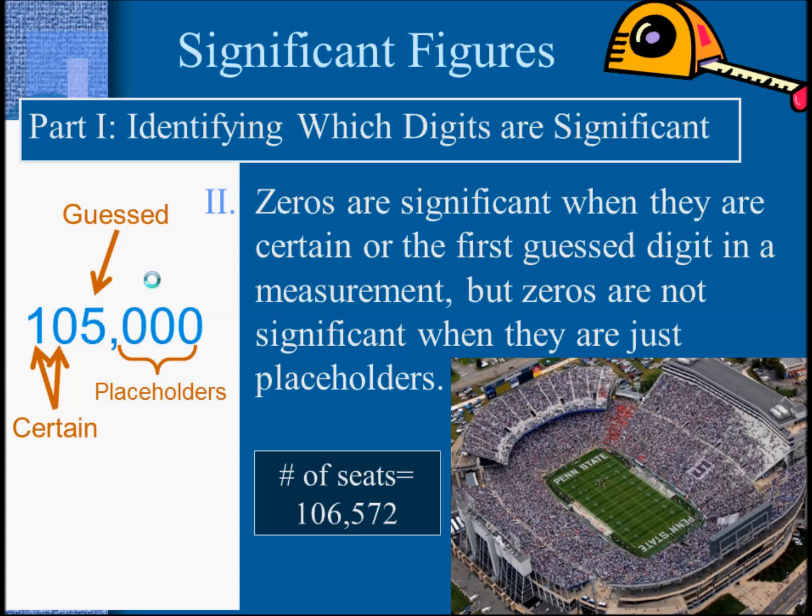I need the zeros. In this case, they are placeholding zeros. I'm not saying that's what the number is. They are simply there to keep the number that big. We're talking about 100,000 people. Okay, so I have to have those zeros there to keep the number in the 100,000s.